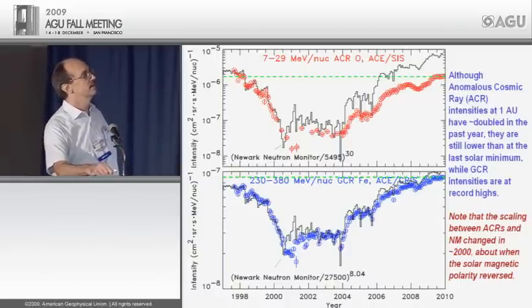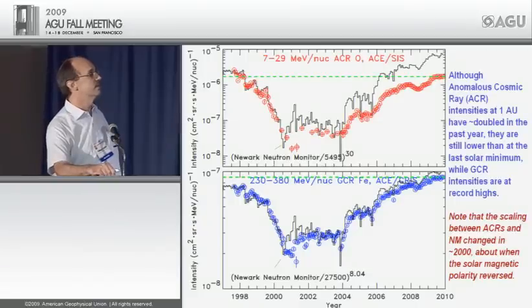Well, these are data here from the ACE mission, which was launched at the tail end of the last solar minimum. These are anomalous cosmic rays, relatively low energy oxygen here from the CIS instrument, and you see that at present, this is where our intensities are at. This is where they were at the end of the last solar minimum. ACR intensities have not yet recovered at 1 AU to where they were at the end of the last solar minimum.